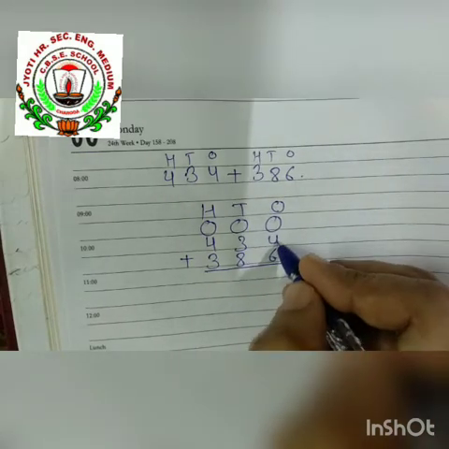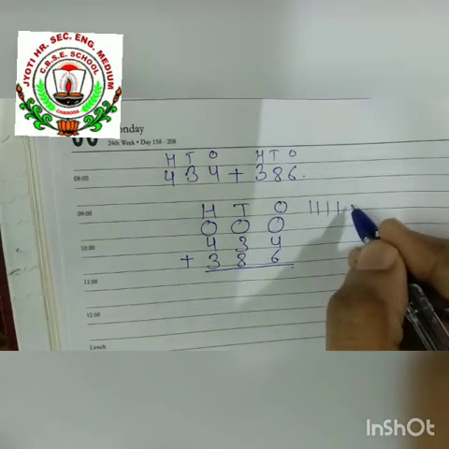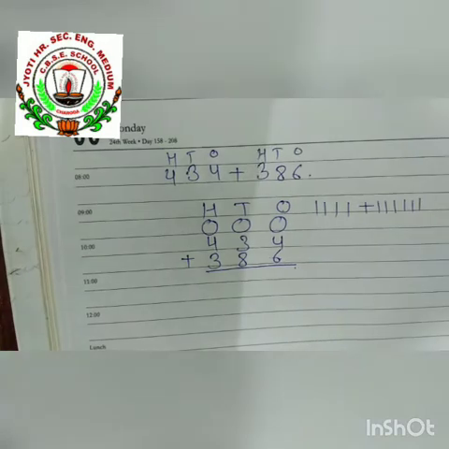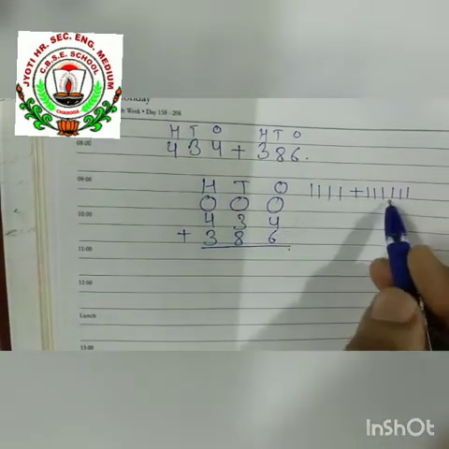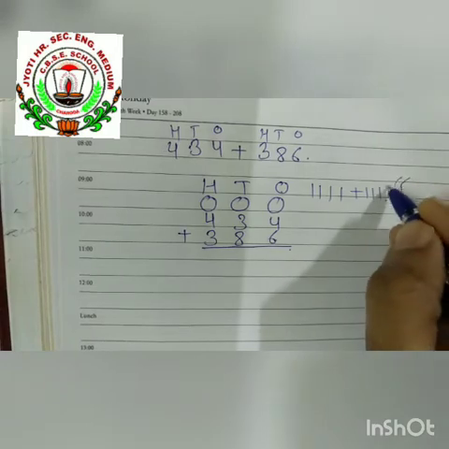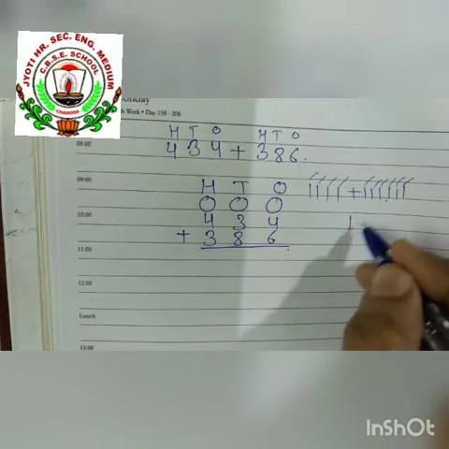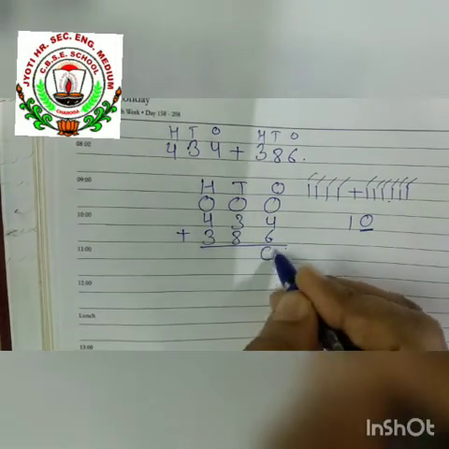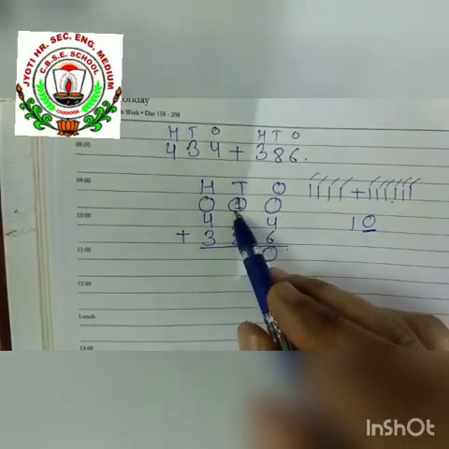Now first we will add the digits in the ones place. So first it is 4. So we will draw 4 lines. 1 2 3 4. Then it is 6. 1 2 3 4 5 6. So we will add 4 plus 6. Now 1 2 3 4 5 6 7 8 9 10. How much did we get? 10. So the digit in the ones place is 0. So we will write 0 here, and 1 will be carried over to the next digit in the tens place.